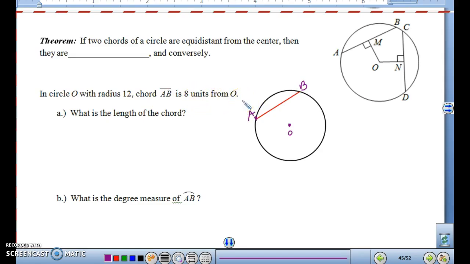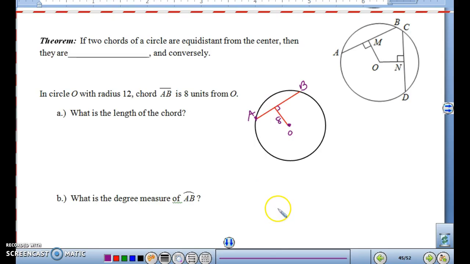Now remember, distance is always measured perpendicularly. So if I draw my perpendicular right there, that's got to be perpendicular. It's a radius intersecting a chord, so it's got to be perpendicular. And that is 8 units away. So the distance from the center O to the chord is 8 units.